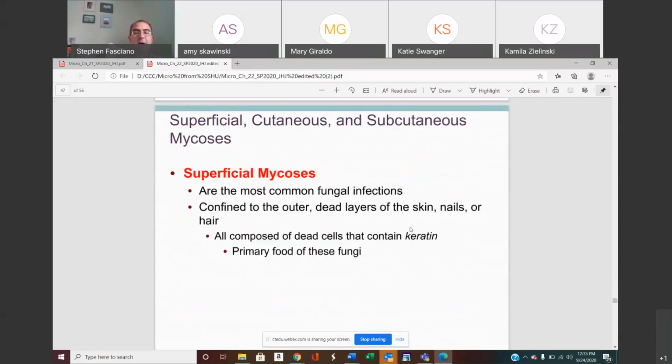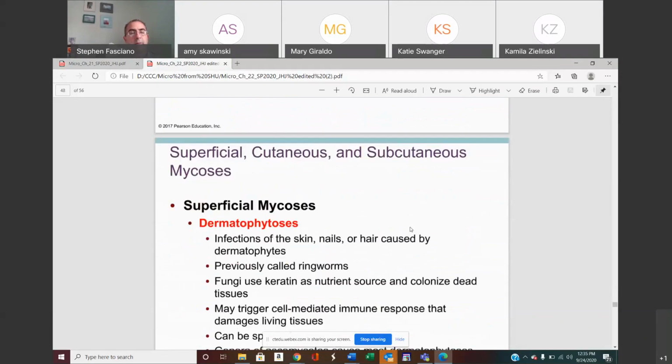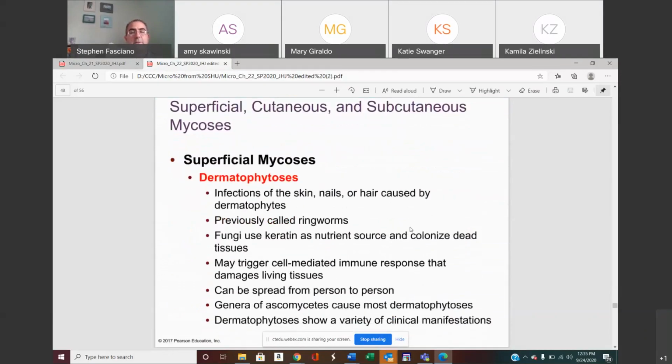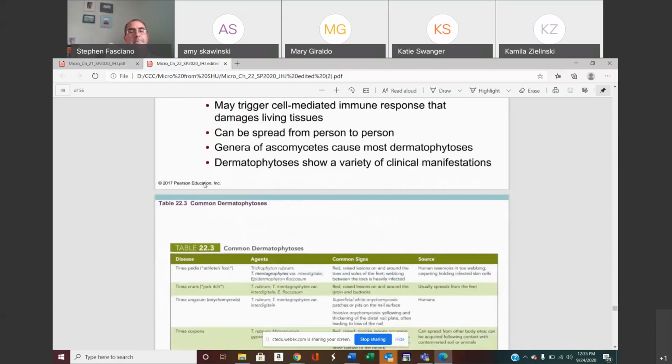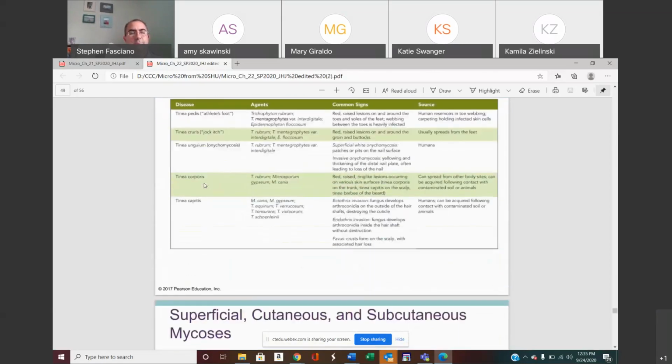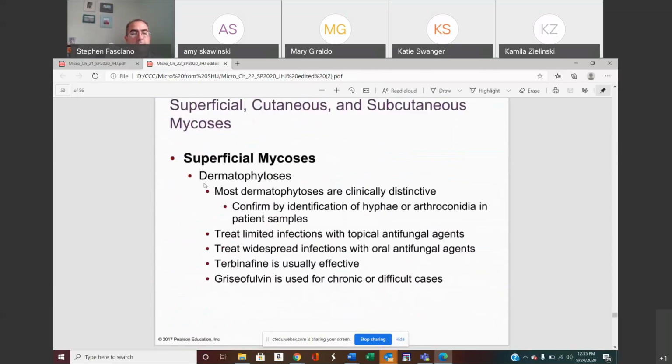Superficial mycoses are the most common fungal infections. They're confined to the outer layer of skin, nails, or hair, right? That's why they're superficial. There are also dermatophytoses, which are infections of the skin, nail, or hair caused by dermatophytes, previously called ringworms. This is something that wrestlers would get a lot of times from a mat. You get a thing on your skin from the mat, from somebody else who was infected on the mat. That's what ringworm is usually.